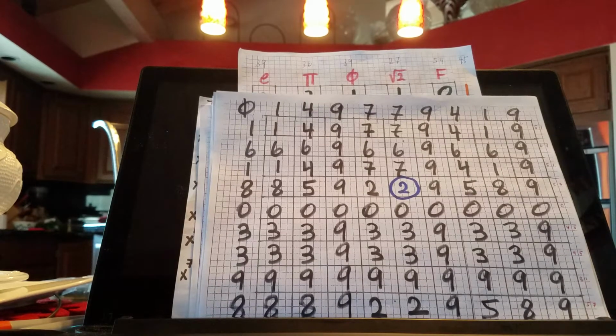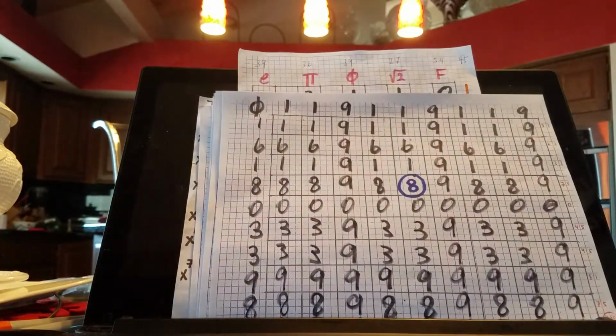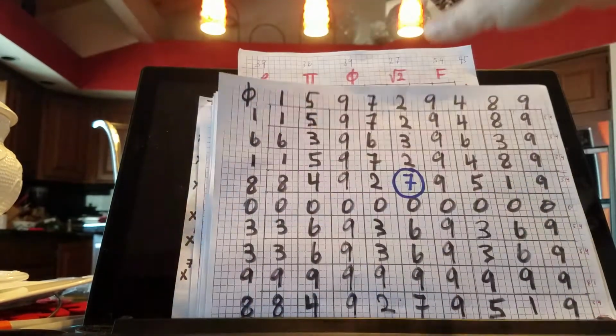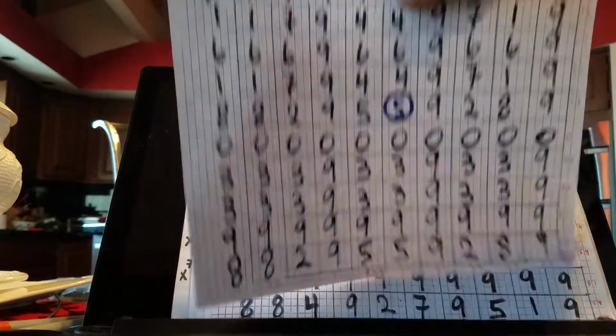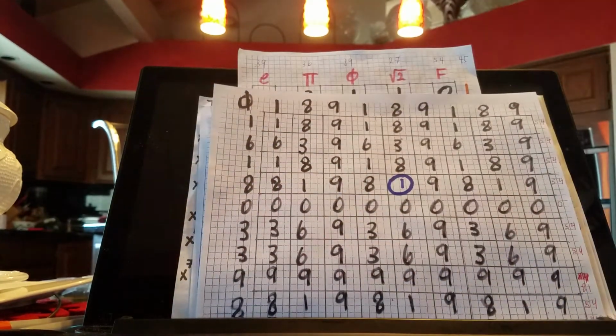And anyway, we're going to see that in that position, we're going to result in the numbers 2, 4, 8, 7, 5, 1, and that's phi. And we can see the 369 code.